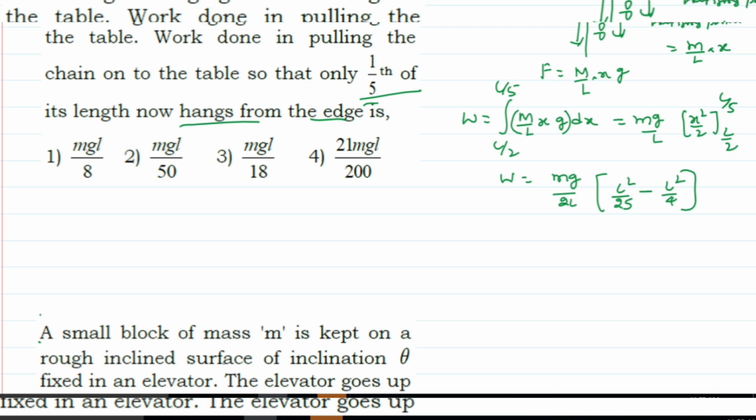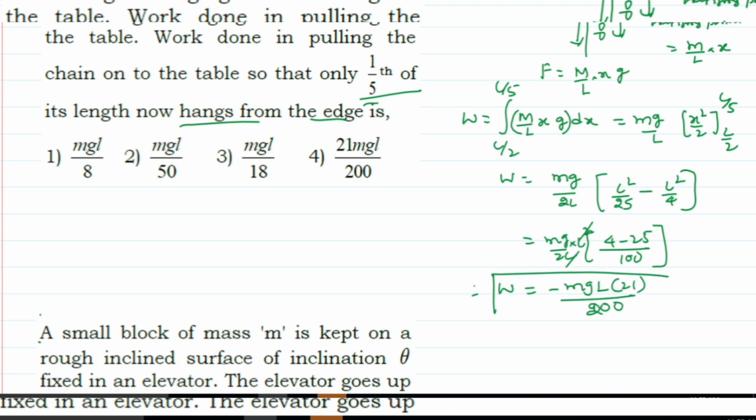When you simplify this, you will get mg by 2L into L square, which you can take outside, and here you get 4 minus 25 by 100. One L gets cancelled. The total work done will be, of course, minus mg into L into 21 by 100 into 2, which is 200. So this will be the right answer. Here they are talking about the magnitude alone: mg L into 21 by 200 is the correct answer.